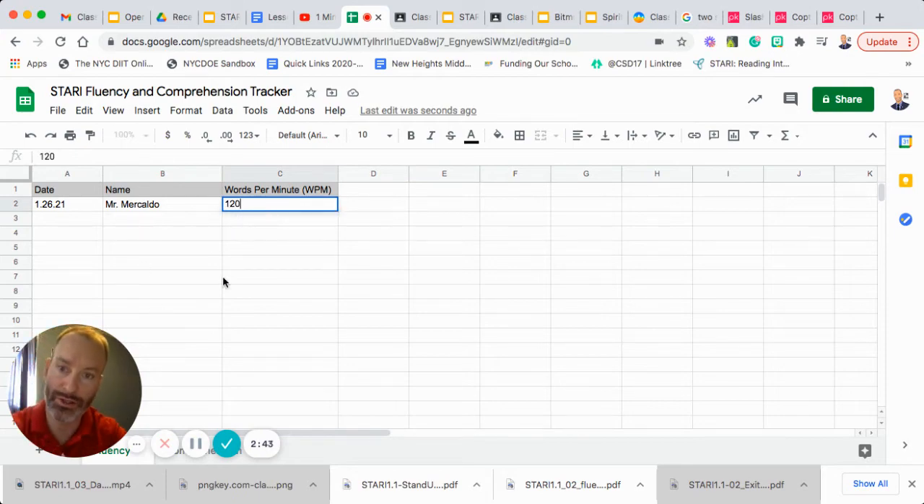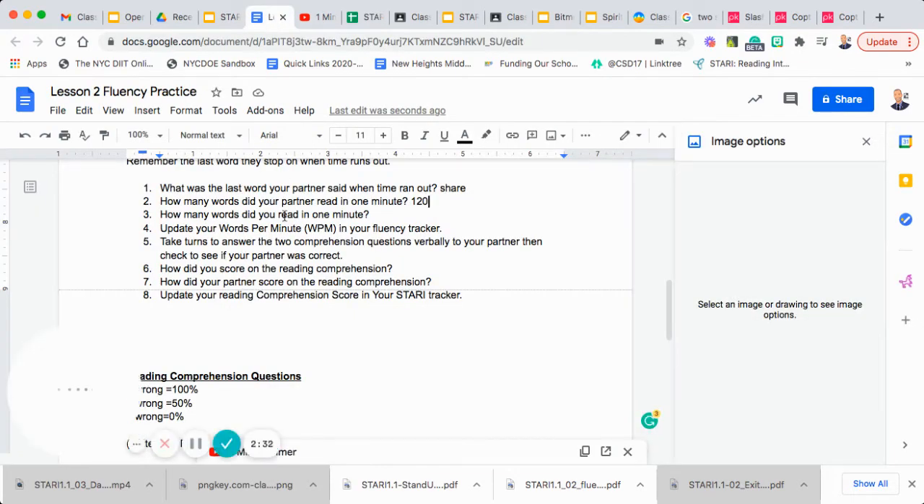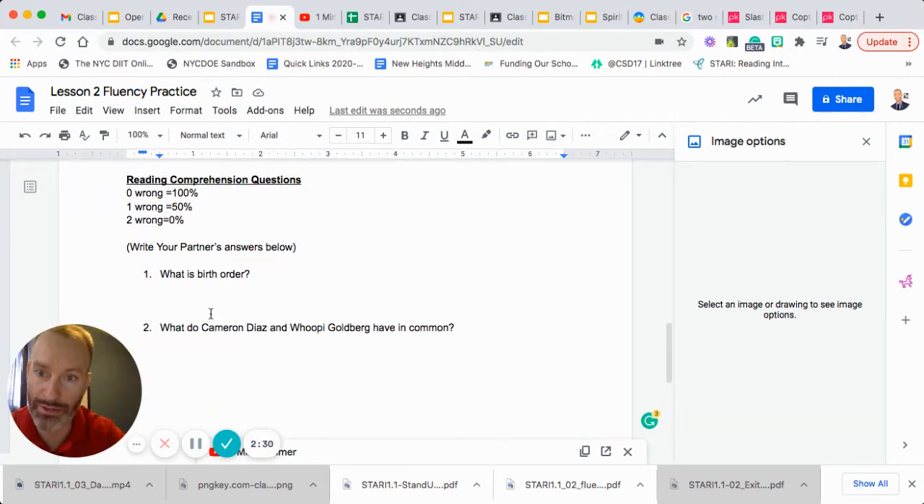So as we go, you can see your progress and your words per minute might increase the more time you're in STARI. After you calculate the words per minute for both members of your partner group, you can then ask them to answer the questions. So you can say to your partner, what is birth order? And then your partner answers based on what they read, and we're seeing if they can remember what they read.